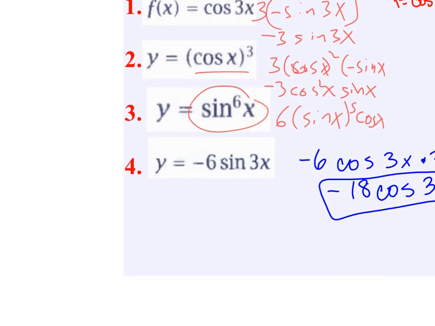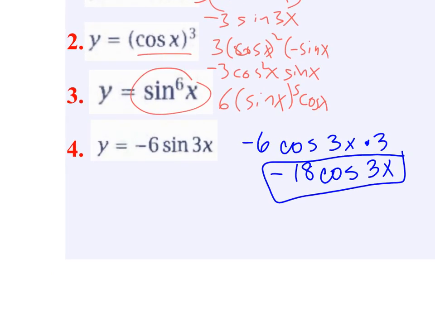And the last one would be this right here. We have negative 6, which doesn't matter. We're just going to write it again. But then the derivative of the outside function would be cosine, the derivative of sine is cosine of 3x, but then multiply by the derivative of the inside, which is just 3. So multiply 3 by negative 6, giving you negative 18 cosine of 3x.